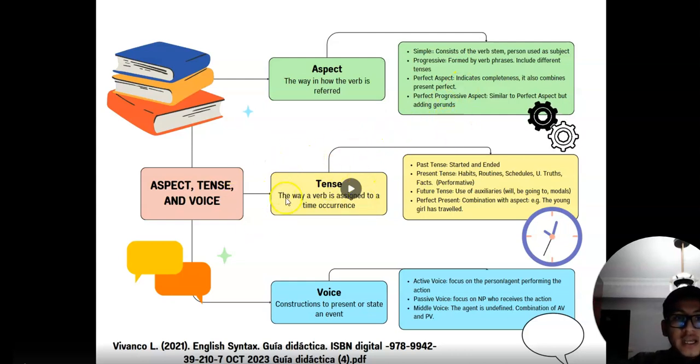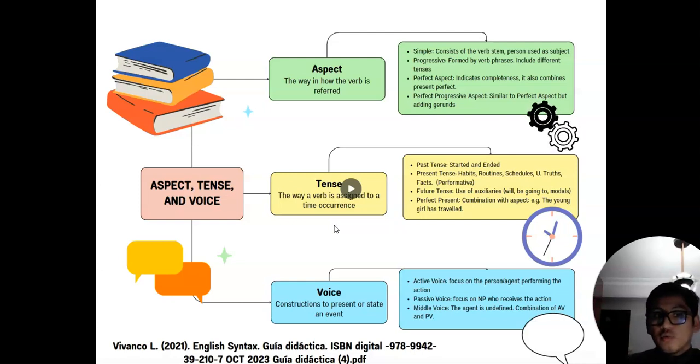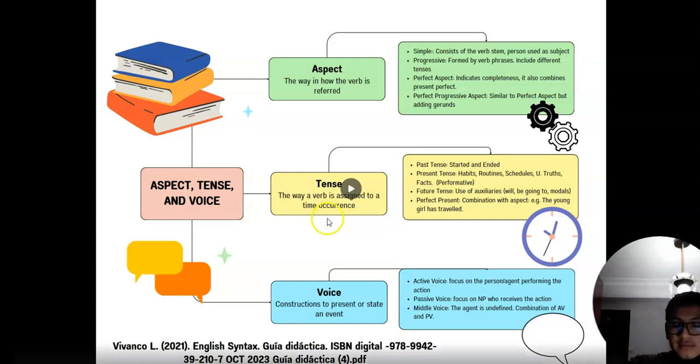The next topic will be the tense. The tense is the way a verb is assigned to a time occurrence. Briefly, it is about the time, about when an action occurred. That's all, it's about the time. That's the tense. Another thing to mention is that the verb has to be finite, because a non-finite verb doesn't show a time occurrence.